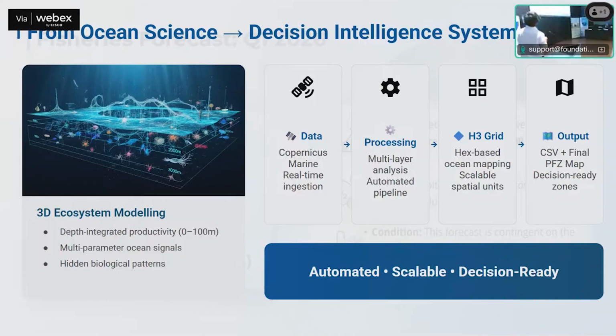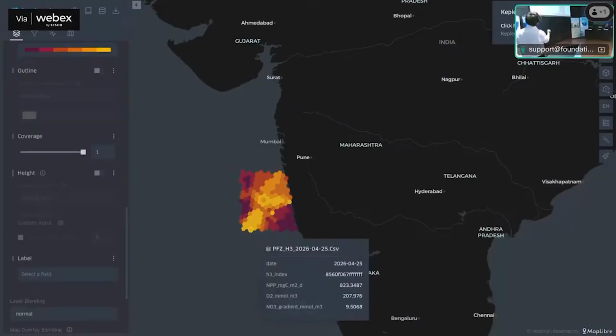Then I have done it for a large region, like this. This is the Konkan Coast region. I've done this for a small region. For every hexagon point, I have calculated the PFS score and I've plotted it here. This indicates the availability of fishes in those regions.